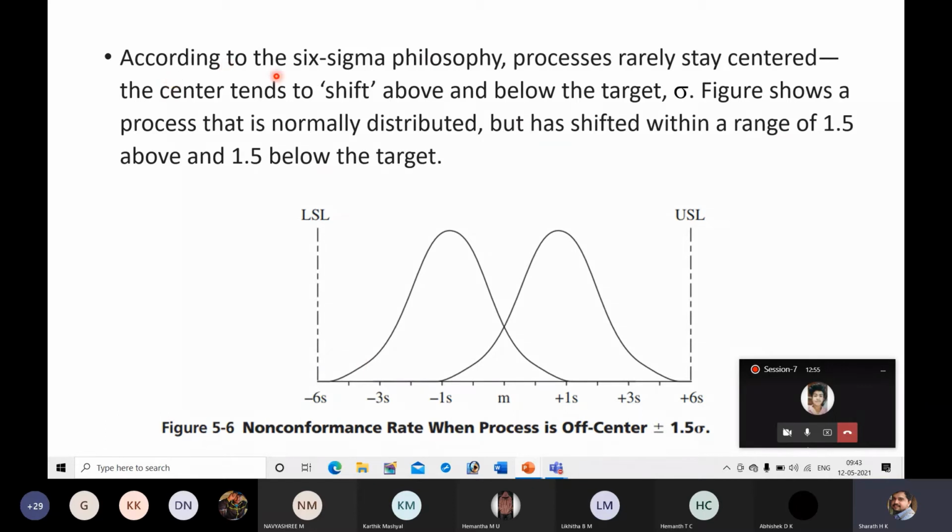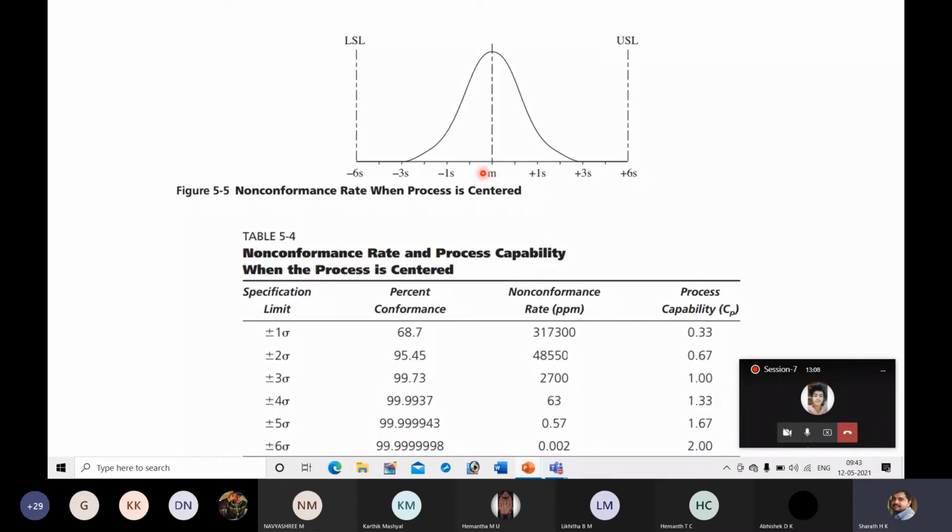Okay, next, according to the Six Sigma philosophy, processes rarely stay centered. The center tends to shift above and below the target. In the previous case, this is the center, this is the target. When you plot the graph, you get a normal distribution curve like this, where most of the products you have produced, or most of the components you have manufactured, are at the target.